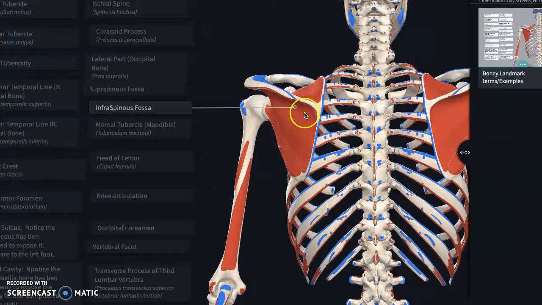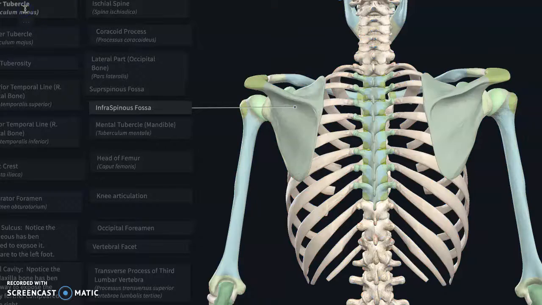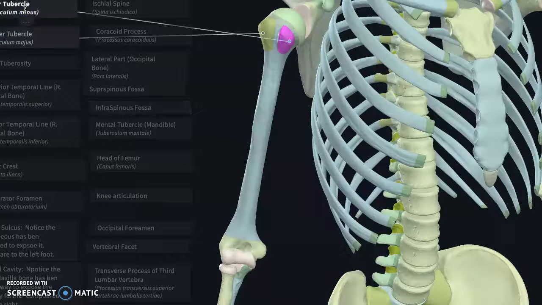Okay, class, I have put together a pretty neat slide, our tutorial on examples for different bony landmark names. So I'm going to go through each example, click on it, and briefly speak about each one. So here are examples of tubercles.